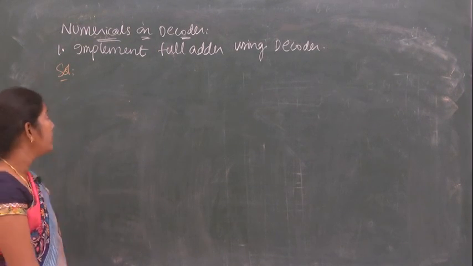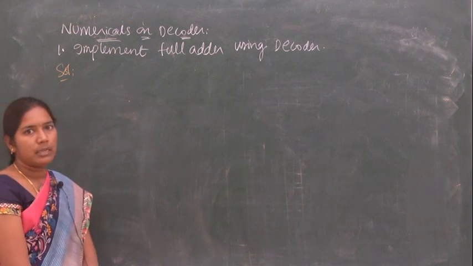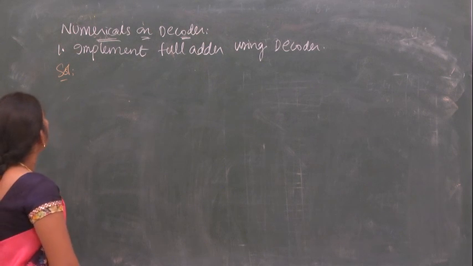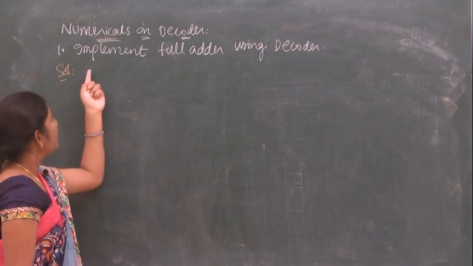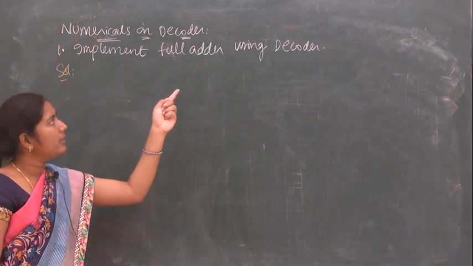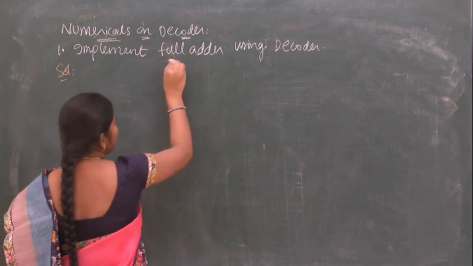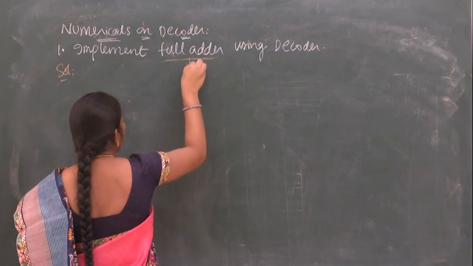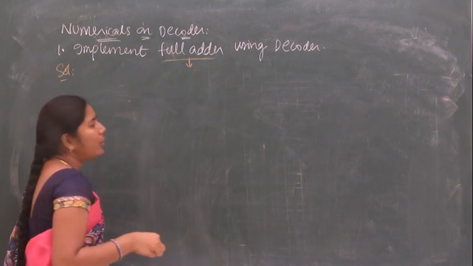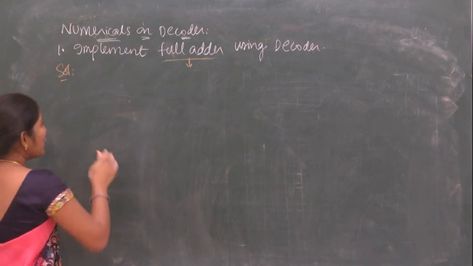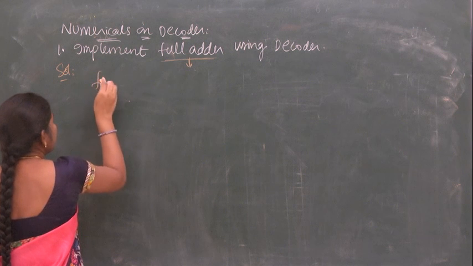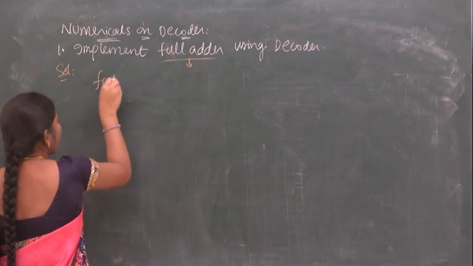Now we will solve some numericals on decoders. Here we need to implement a full adder using decoders. To implement this, first we need to find the output values of the full adder. To get the output, just consider the truth table for the full adder.